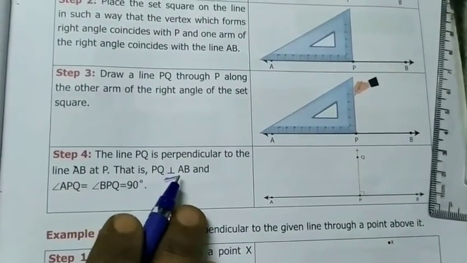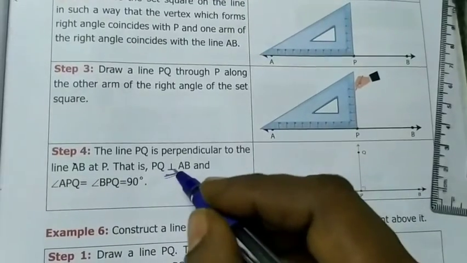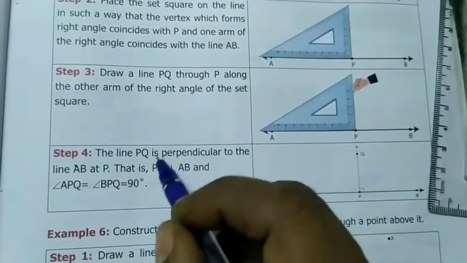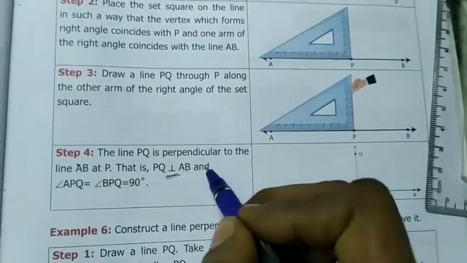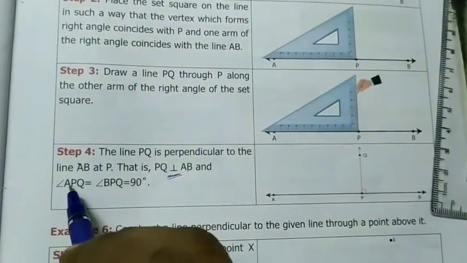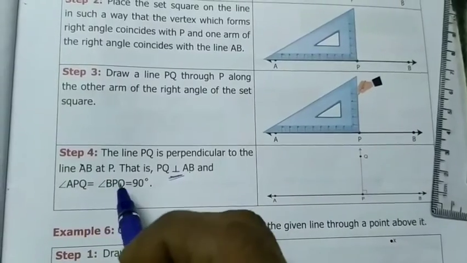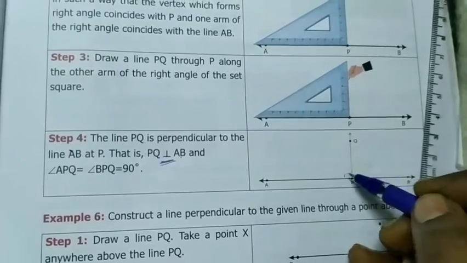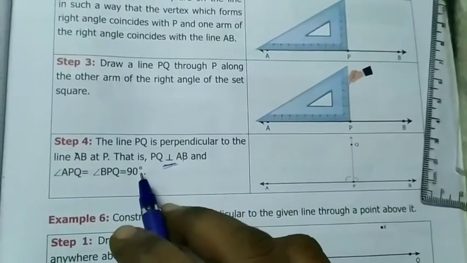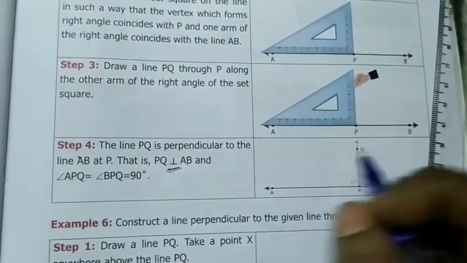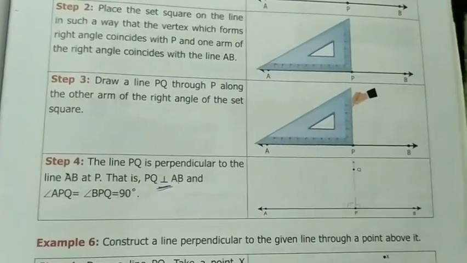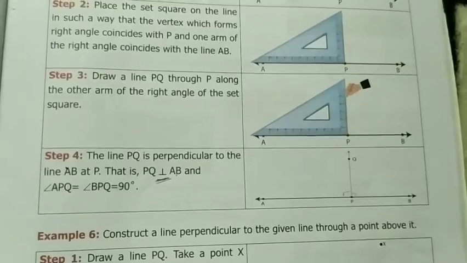PQ, this symbol we read as perpendicular: PQ is perpendicular to AB. The angle APQ is equal to the angle BPQ. This angle makes 90 degrees. This is a perpendicular line. Can you understand this? Yes, go to the next one.